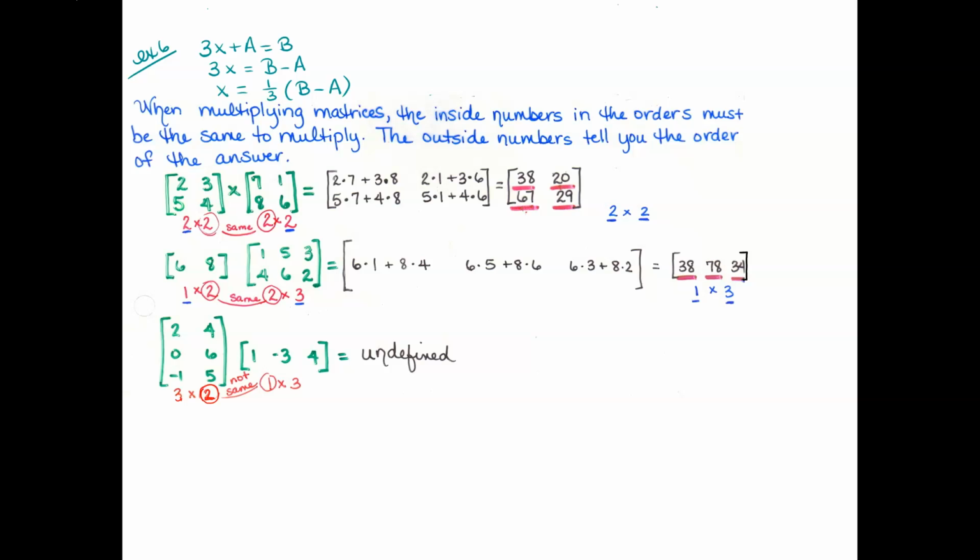First row times second column. So I'm going to take 6, 8 times 5, 6. So I'm going to do 6 times 5 and 8 times 6 to get that 78.